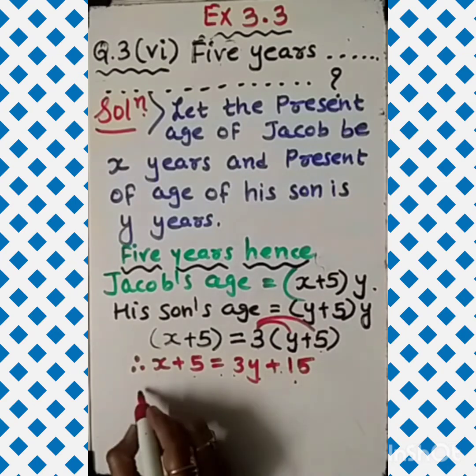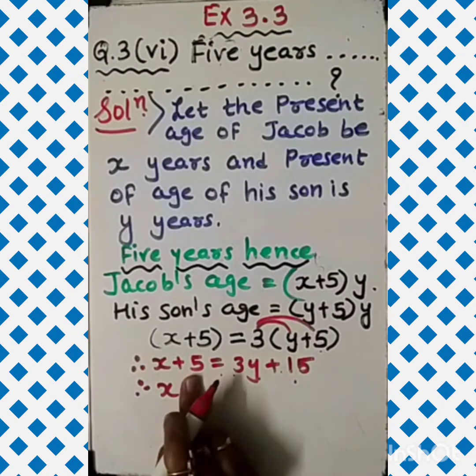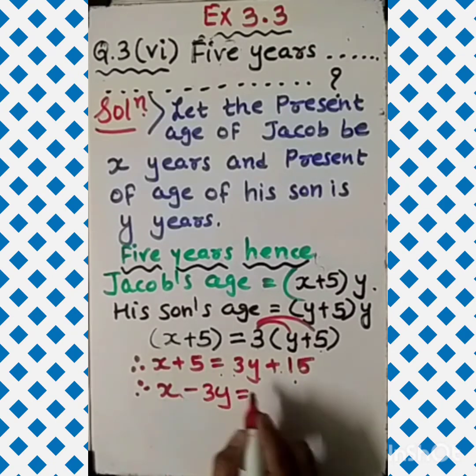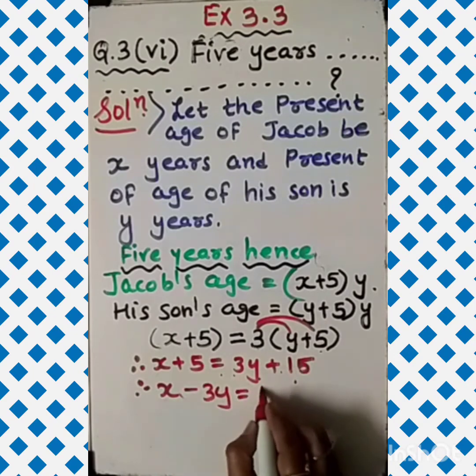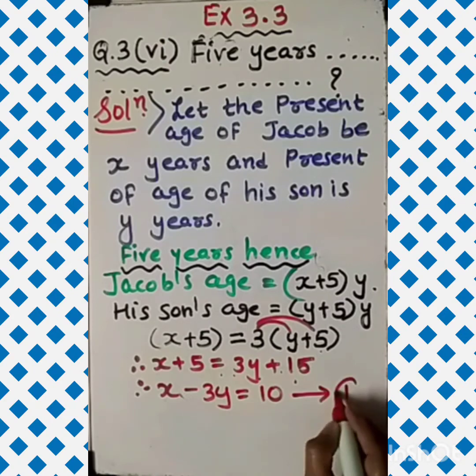Now let's simplify. Then what do we have? X plus X minus 3Y, with the 3Y coming to this side as minus 3Y, and of course 15 minus 5, that is 10. So let me give the numbering. This is equation number 1. Very easy, very simple.